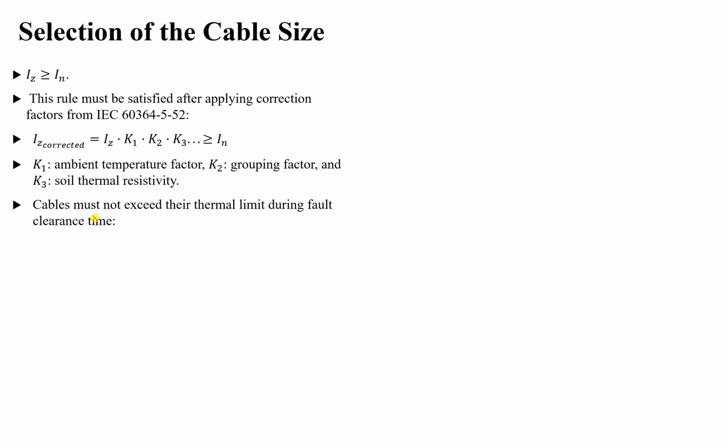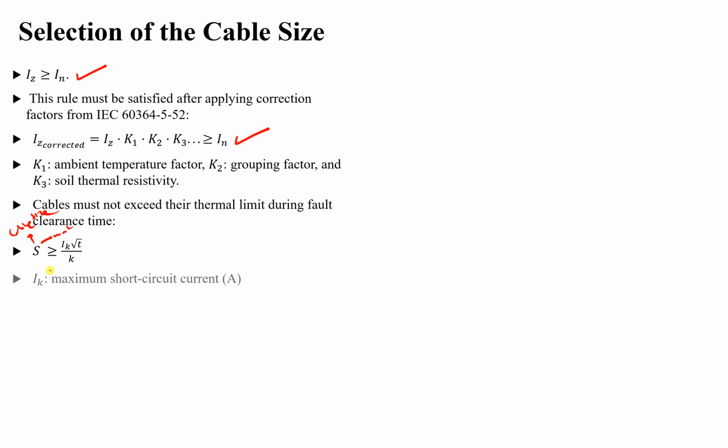Now, cables must not exceed their thermal limit during fault clearance. This is another condition. So we have this condition and we have this one. Another one is that when we have a short circuit fault or a short circuit condition, our cables must withstand this high temperature. So we have this condition: S, which is the cable size, must be greater than or equal to IK multiplied by root T divided by K. What does this even mean? This is in millimeter square.